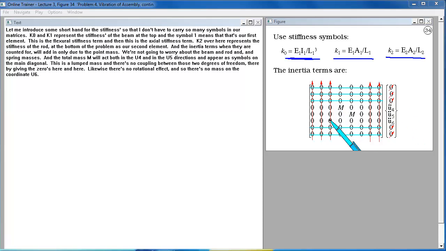And the total mass m will act both in the U4 and in the U5 directions and appear as symbols on the main diagonal. This is a lumped mass, and there's no coupling between those 2 degrees of freedom, thereby giving the zeros here and here. Likewise, there's no rotational effect, and so there's no mass on the coordinate U6.